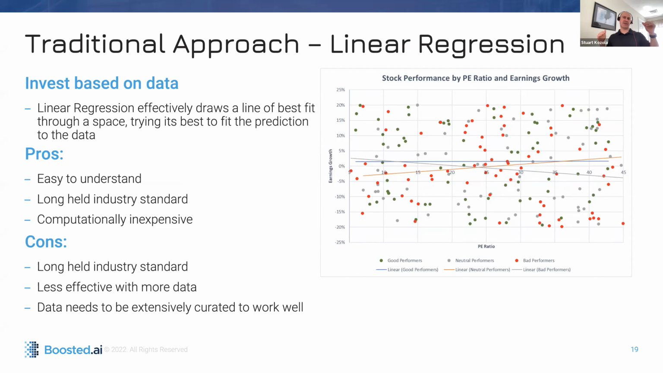So it's saying the same thing: it doesn't really differentiate a whole lot on price to earnings ratio or earnings growth. Linear regression in this case isn't a good model because it's not giving you good information content in terms of where to invest, compared to the prior approach, which is the traditional approach.